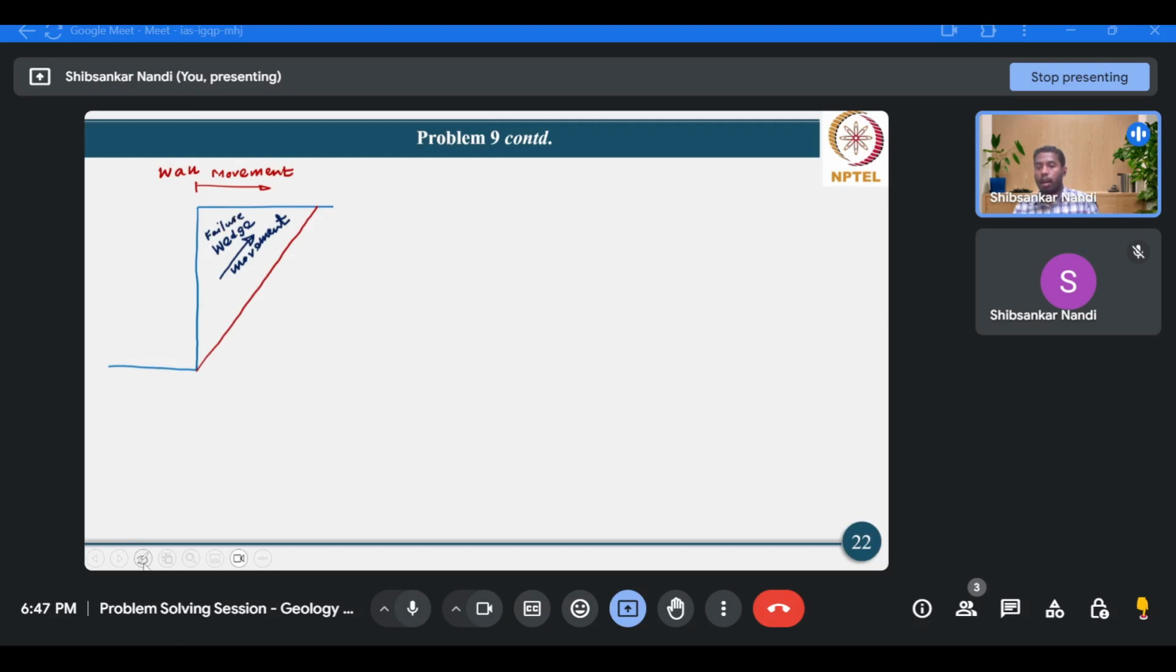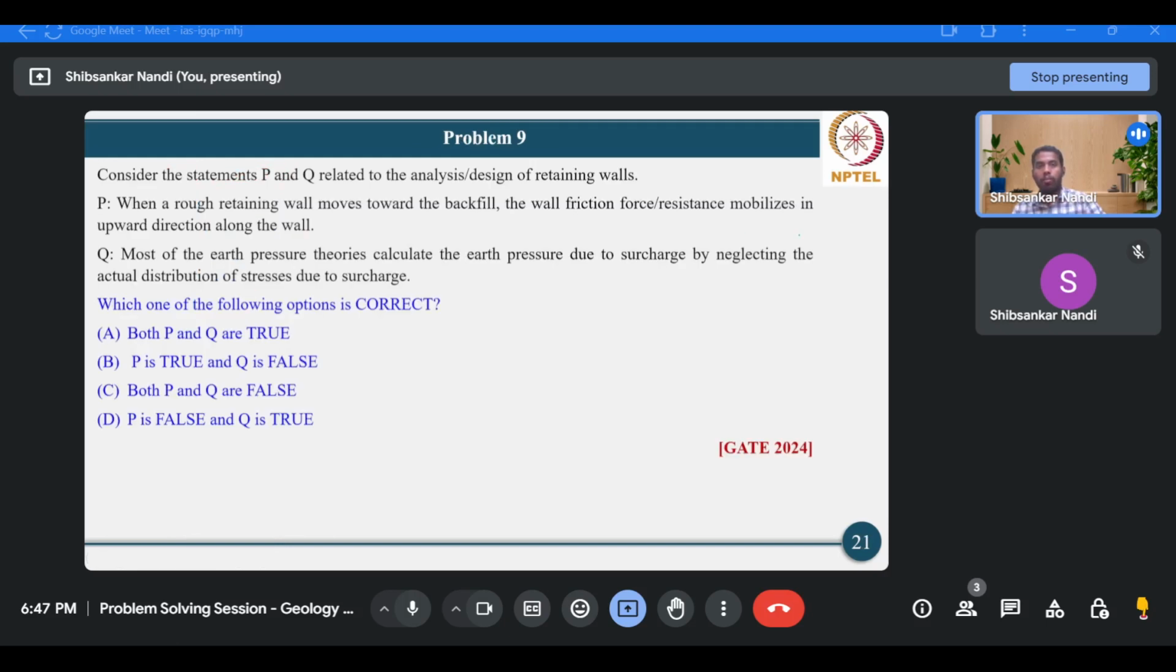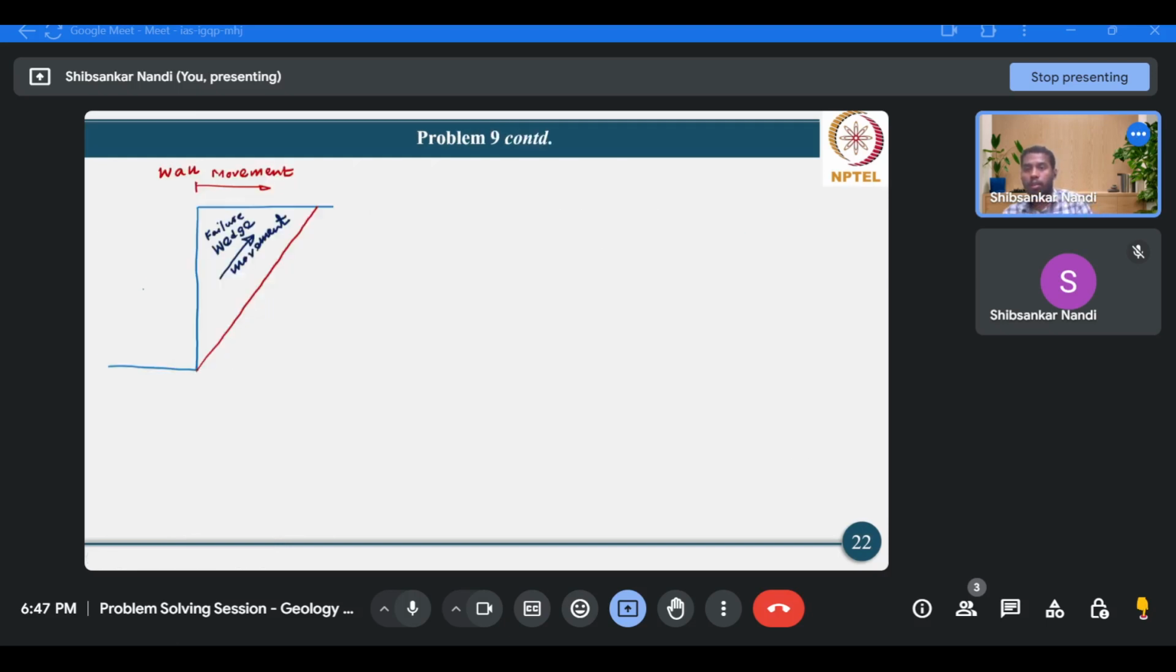Now since the wall is rough, the wall friction force of resistance, as we had shown earlier, will basically act. That means we are currently dealing with the passive state. So it will basically act at an angle delta with the normal to the wall and above the normal.